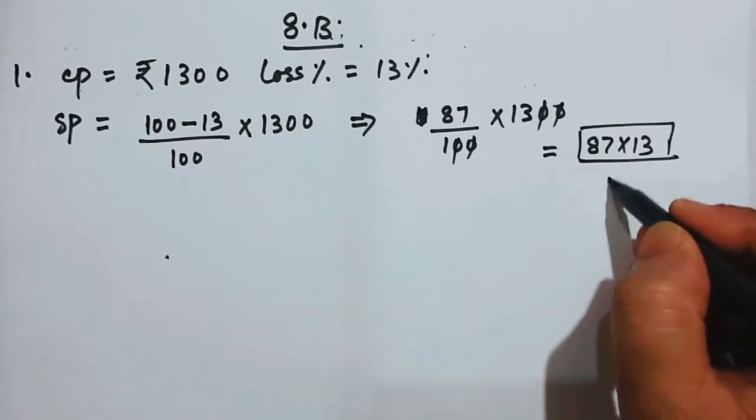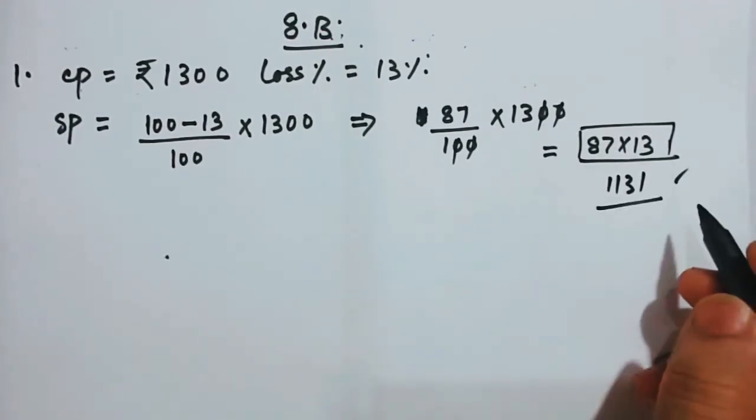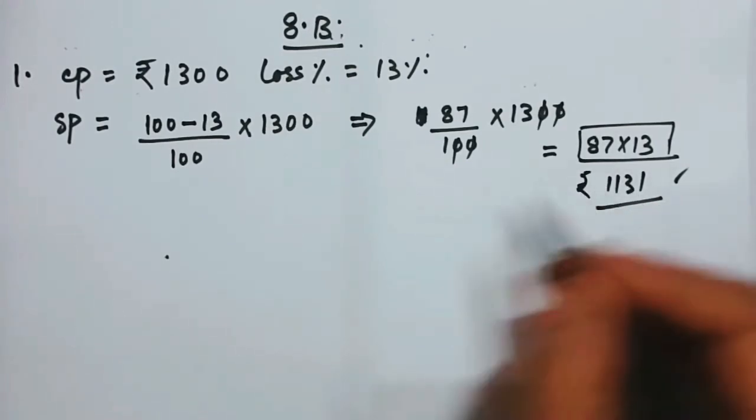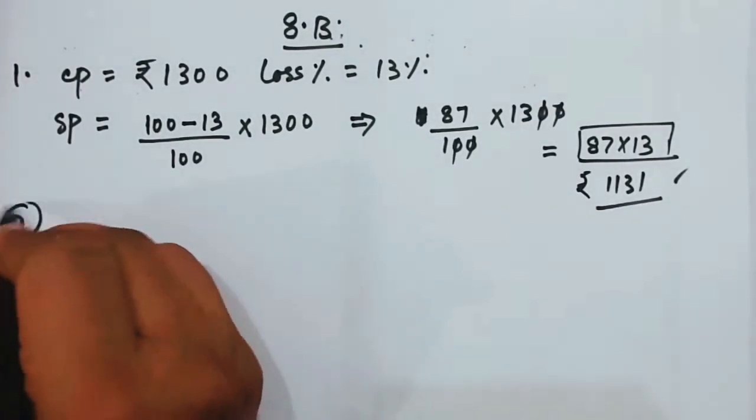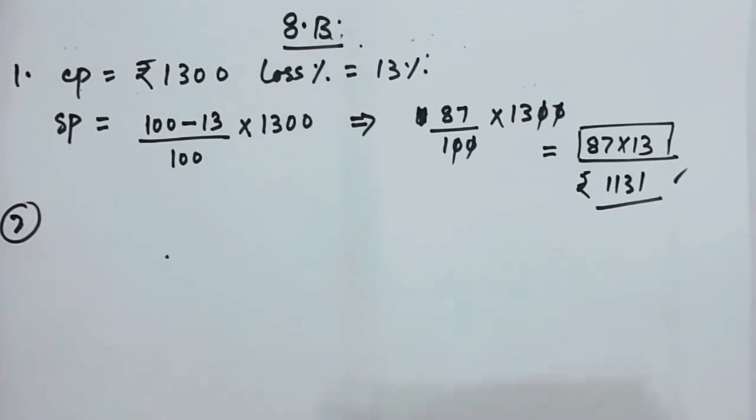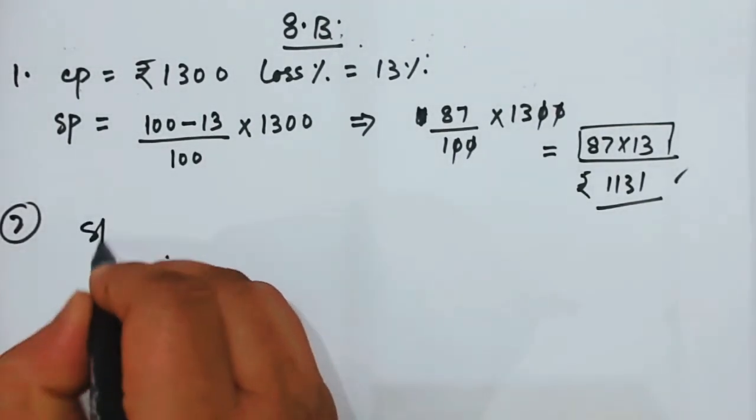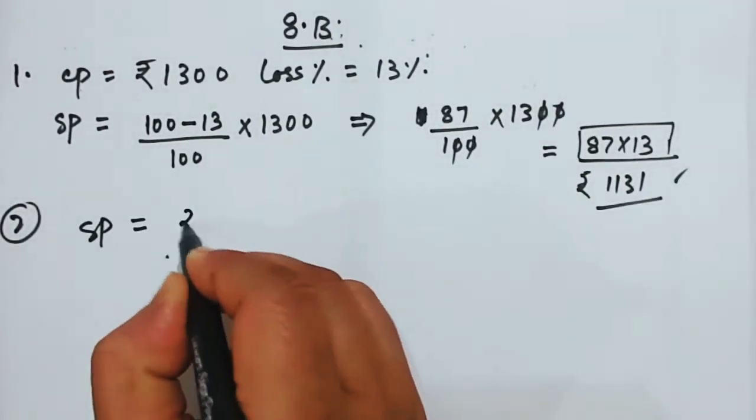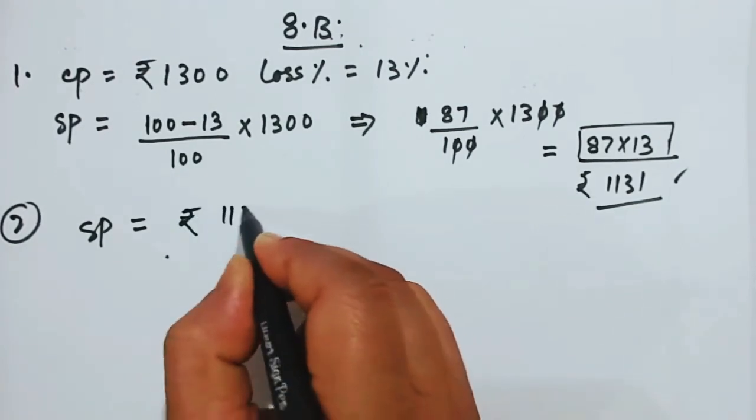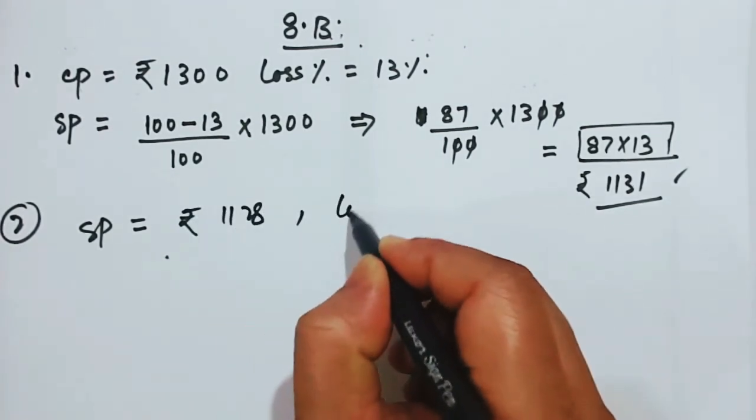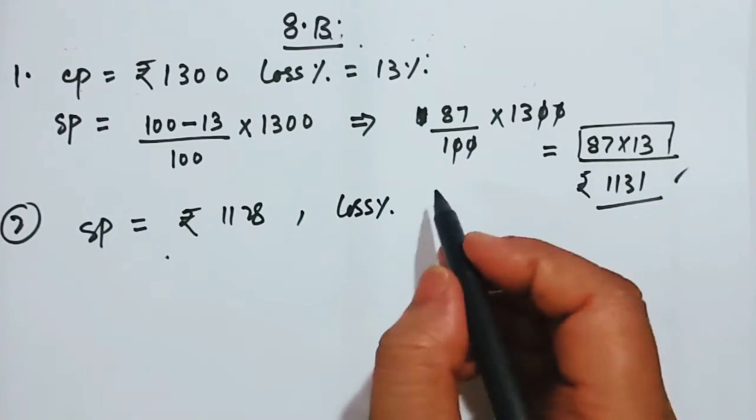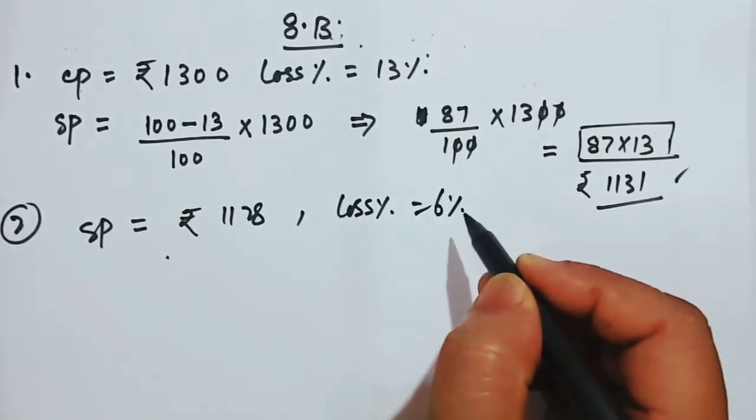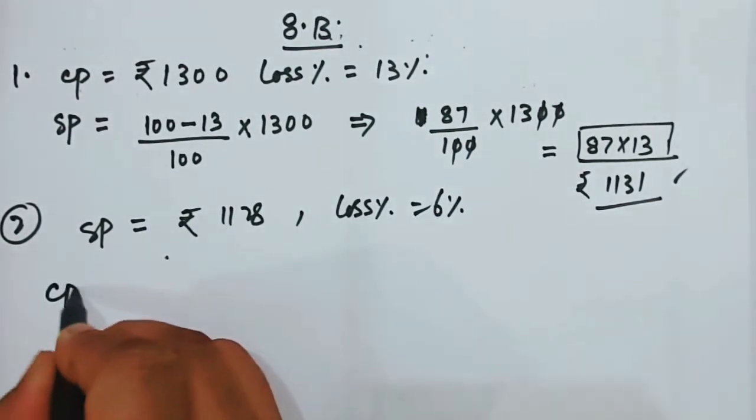1131. See, I told you 1131 is your solution, rupees. Coming back to number 2, what do we find? We find that the selling price is given as rupees 1128 and the loss percent is given as 6%, and they are asking you the cost price.